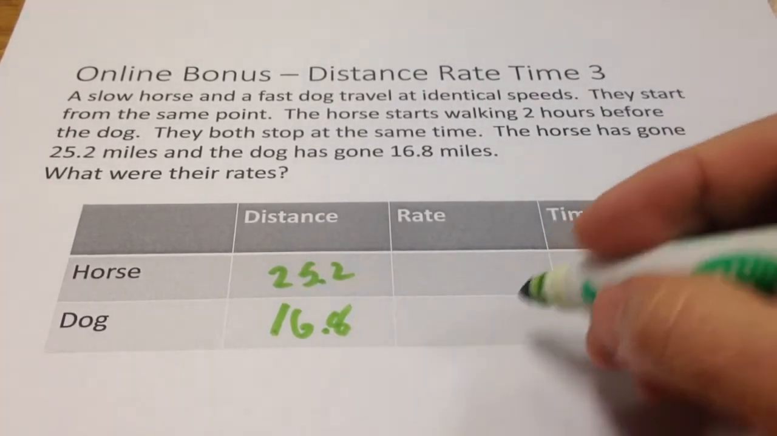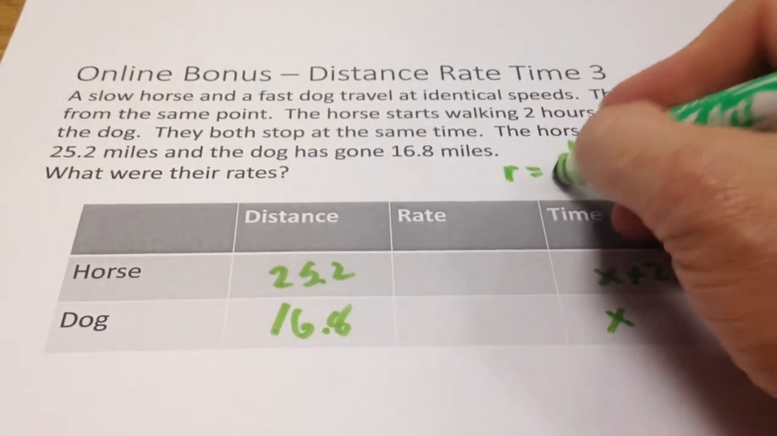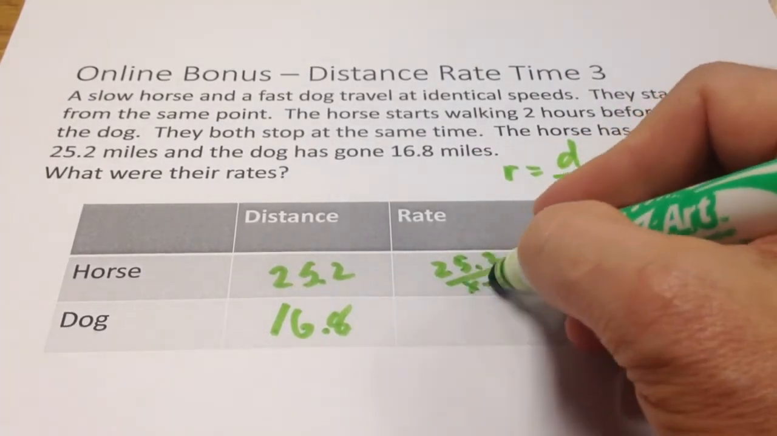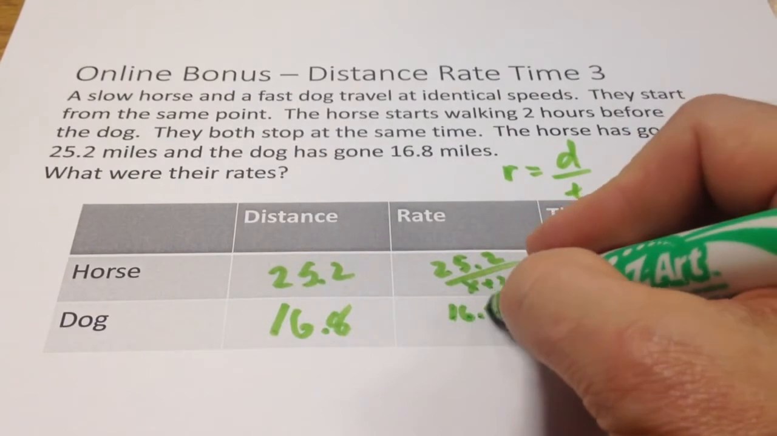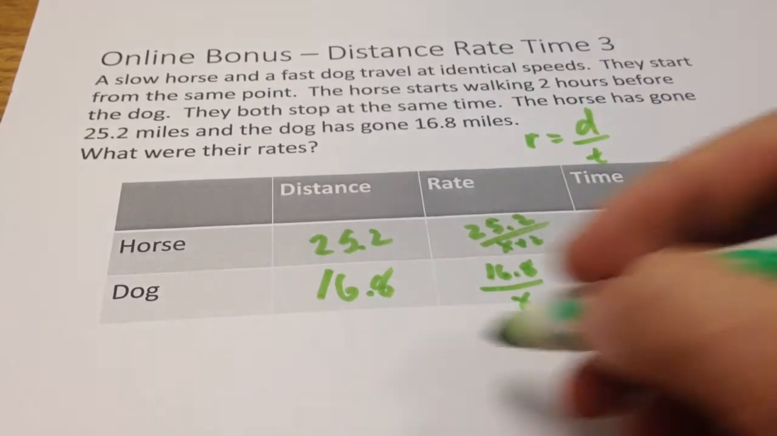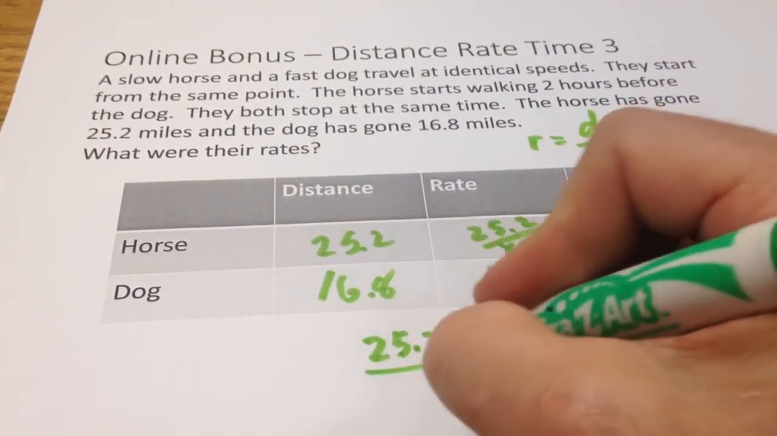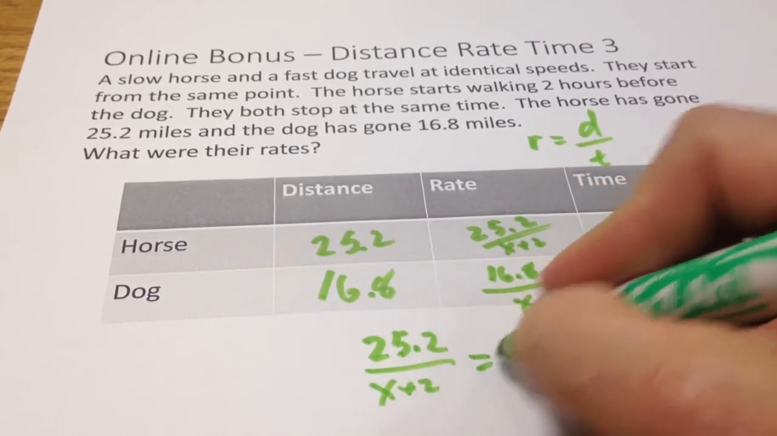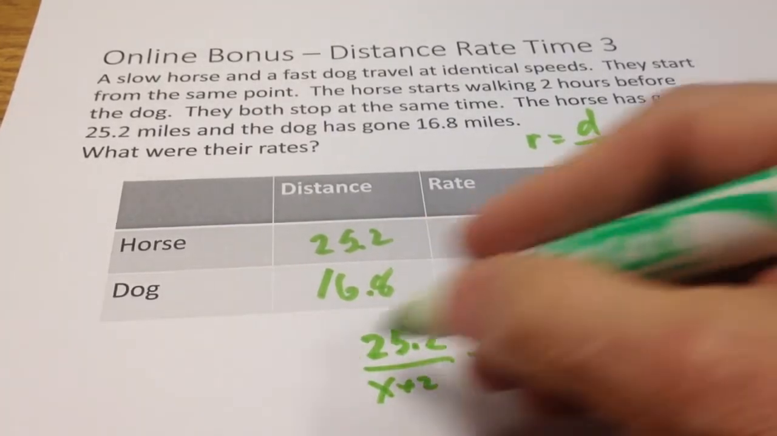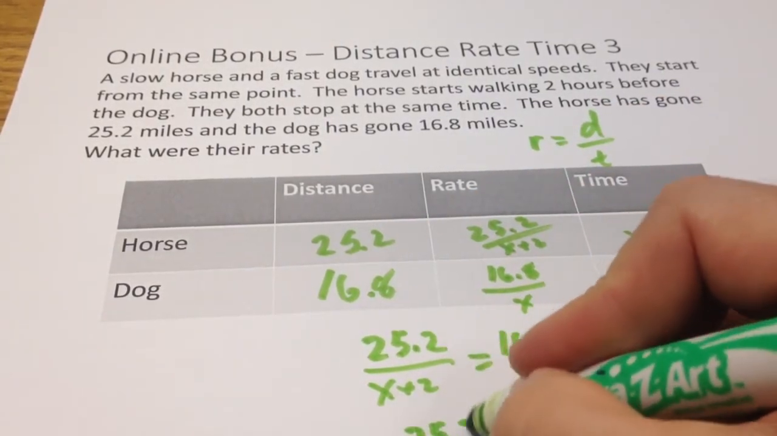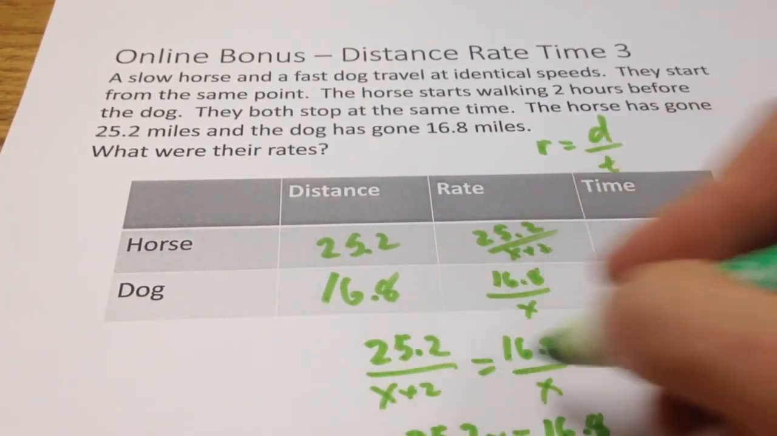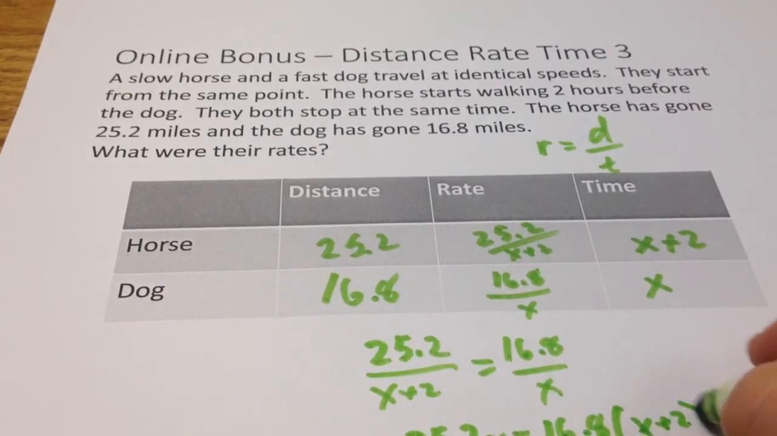Rates are identical, and we know that rate is equal to distance over time. So we got 25.2 over x plus 2, and we have 16.8 over x. Those two are equal. Sometimes these will add up to something, but in this case they are equal. So I can do 25.2 over x plus 2 equals 16.8 over x. I can cross multiply, or basically multiply both sides by x and get 25.2x. On the other side, I'm going to get 16.8 times x plus 2 when I multiply both sides times x plus 2 and eliminate it from the left side.